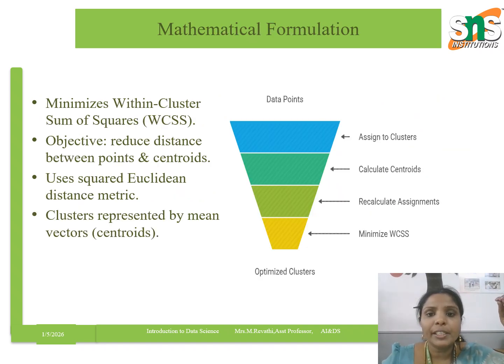Next, we see the mathematical formulation. Let us understand the working step by step. First, the algorithm randomly selects K centroids. Each data point is assigned to the nearest centroid. After that, the centroids are recalculated based on the average of the assigned points. This process repeats until the centroids stop changing. At this stage, we say the algorithm has converged.